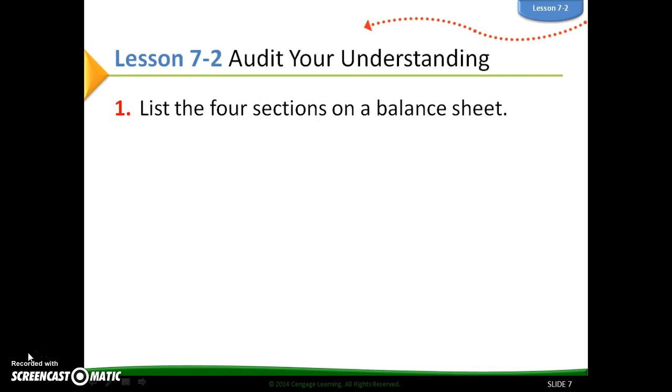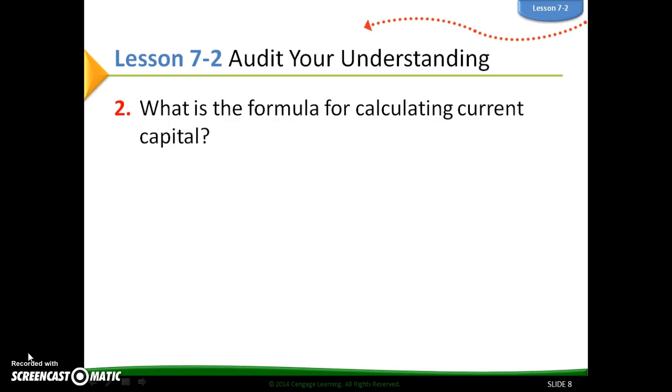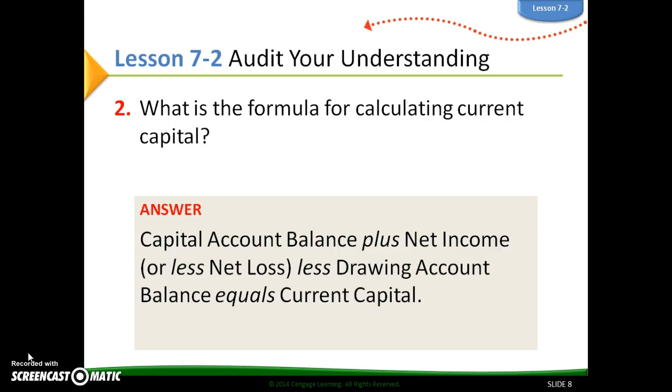All right, so four sections on the balance sheet, and for those of you playing along at home, we also want to remember to start at the very top of the page as we think about the four sections. So, heading, which includes the name of the business, the time period, and what report I'm looking at, and then we would be looking at assets, liabilities, and owner's equity, because this is the accounting equation. All right, so the formula for calculating current capital: we're going to look at the capital account balance plus any income minus any money that came out on a draw, and that equals current capital.